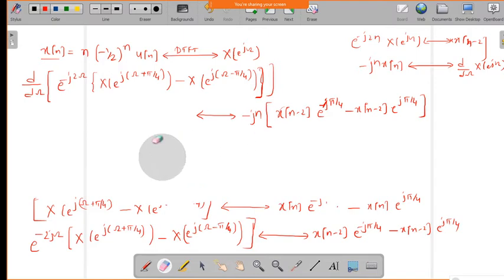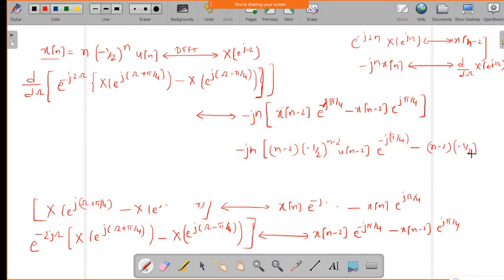If you substitute, you will get minus jn, so wherever x of n is there, n is replaced by n minus 2: jn into n minus 2 into minus half power n minus 2 into u of n minus 2, multiplied by e power minus j pi by 4, minus n minus 2 into minus half power n minus 2 into u of n minus 2 into e power j pi by 4. Okay, so this is the final time domain signal.